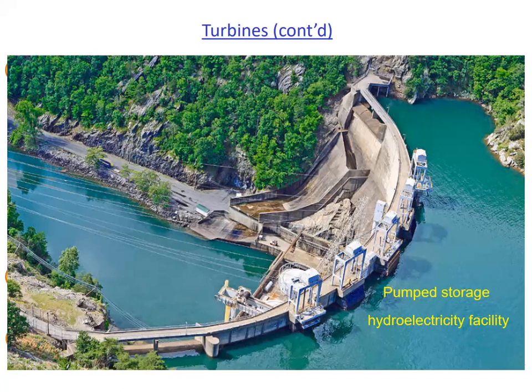During the time of the day when the electricity demand is low, the turbines work backwards, functioning as pumps to pump water from the lower reservoir to the upper reservoir. And when the electricity demand peaks, water flows from the upper reservoir to the lower one, and this time turbines generate electricity. Let's watch a short video about this concept.